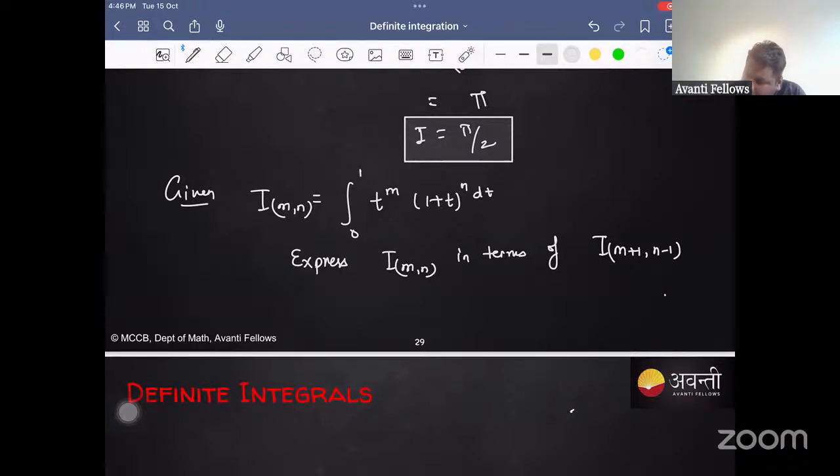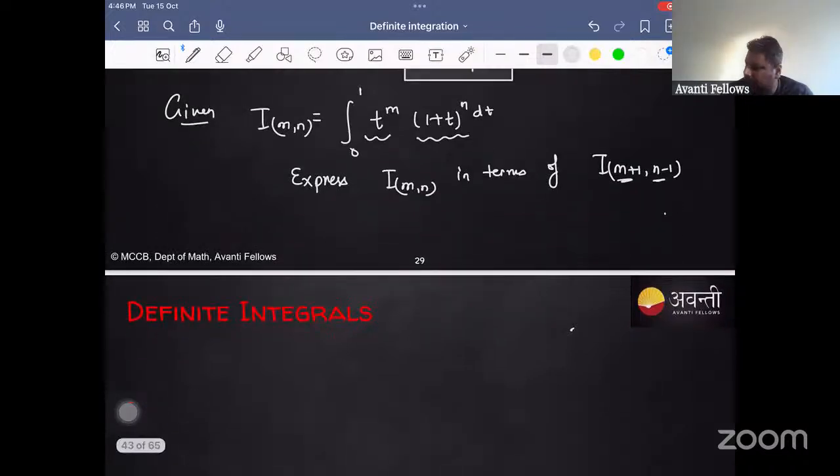I m plus 1 into m minus 1. That means this power is decreasing and its power is increasing. All right. So one power decreasing, one power increasing means I will be using by parts. The term whose power is decreasing, I will assume it as first function and differentiate it. The term whose power is increasing, I will assume it as second function. So, just a moment, guys. Give it a try.